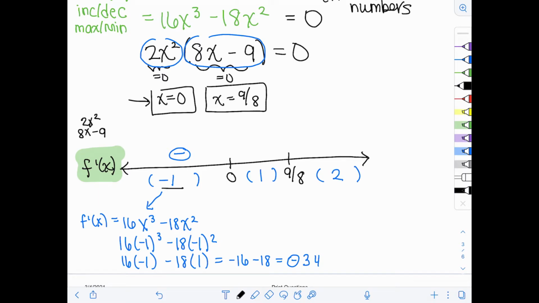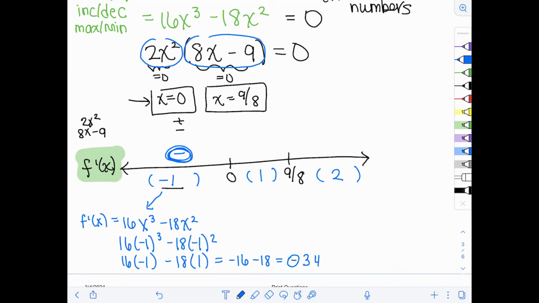If I plug it into 2x squared, no matter what I plug in there, that's going to be positive. If I plug a negative 1 into the second factor, I would have negative 8 minus 9, which is negative. So when you multiply a positive times a negative, the answer is negative. So that still gets you to that result that in that interval, the first derivative is negative. And let me keep going.